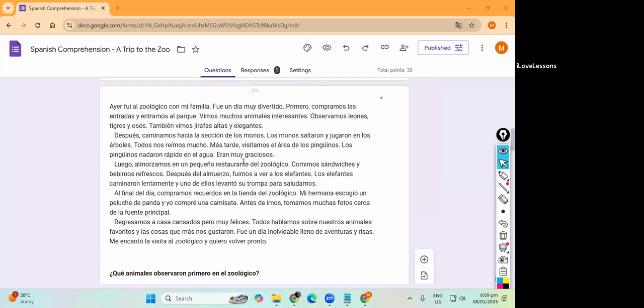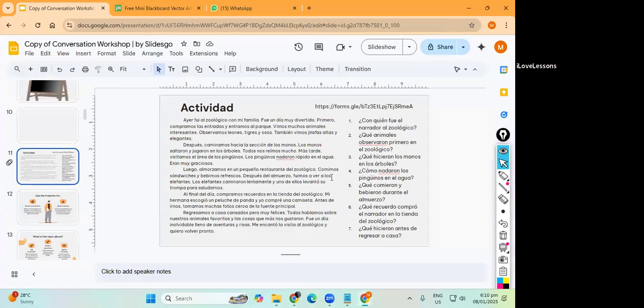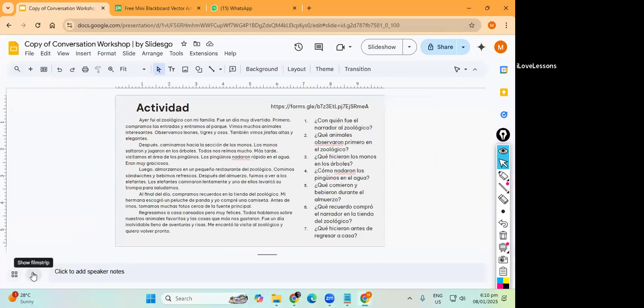Now the answers are supposed to be in Spanish, right? Please answer all questions in Spanish. You can do it more than once if for some reason you submitted it in English. I know you need to go back and do it in Spanish. You can do that. That's fine. You won't be able to change your answers, but you could do it a second time, especially people who might be native speakers of the language. Right.